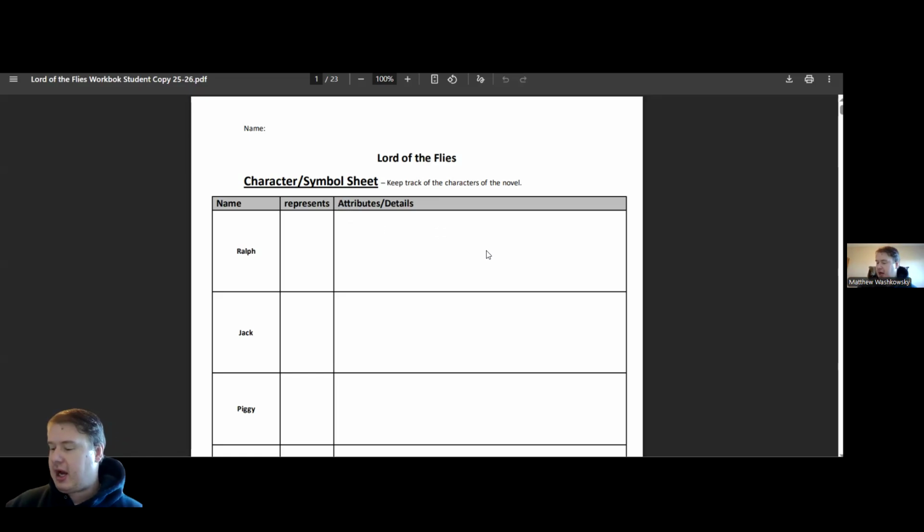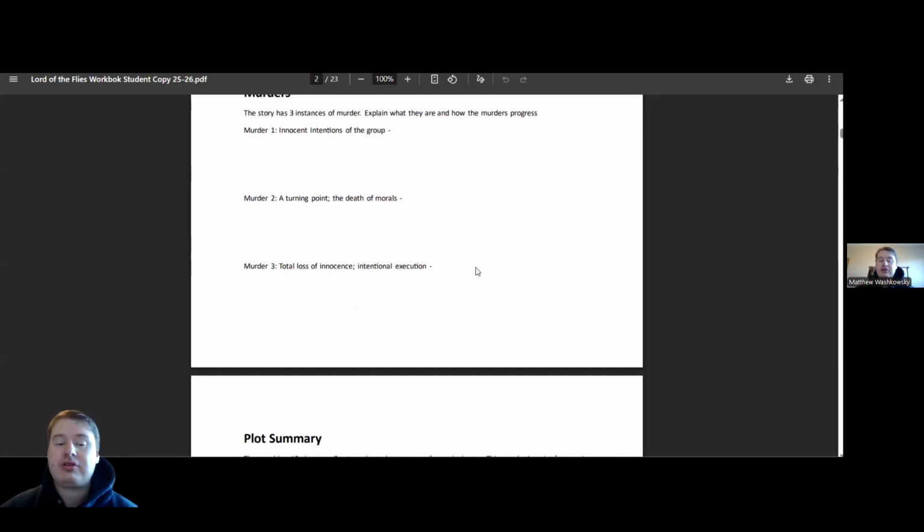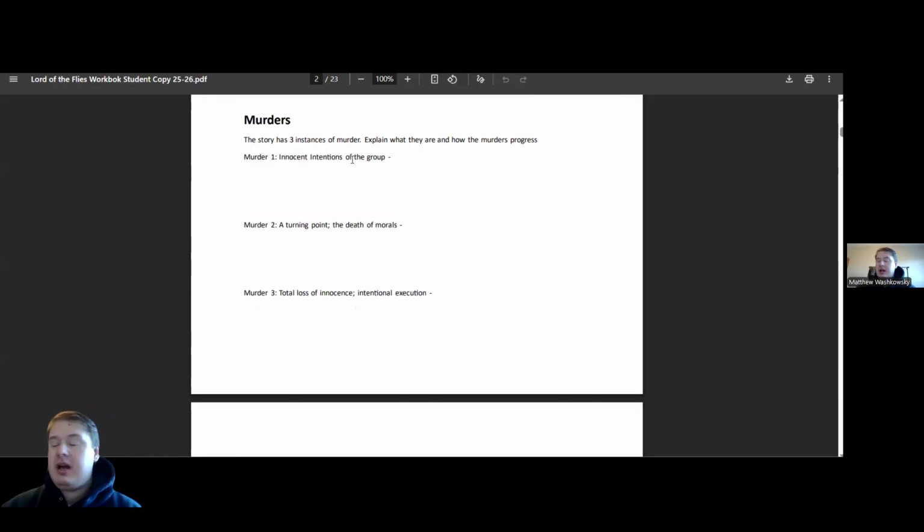What do they look like? What's their characteristics? Is this person a leader? Is this person bullied? Is this person respected? What's their place in the group, in the hierarchy almost? So you're doing that for all these characters. There's also three murders that happen as well. You need to go in and boom, boom, boom. This murder means this. This murder means this. This murder means this. Again, I will talk about this in the videos.